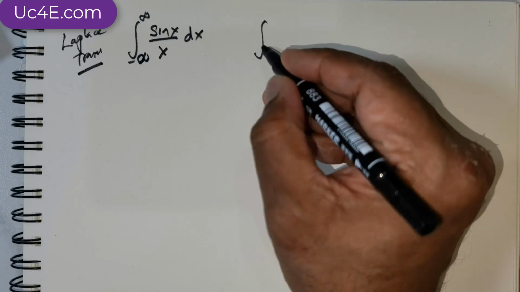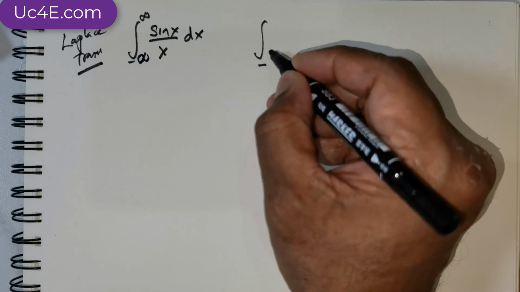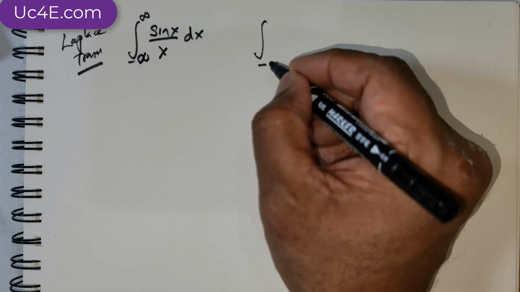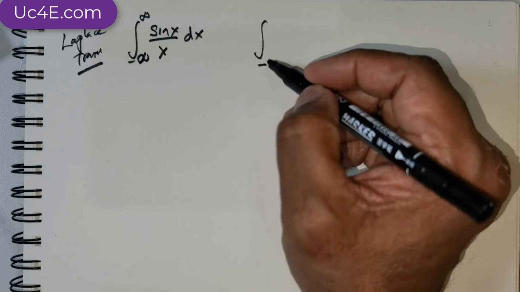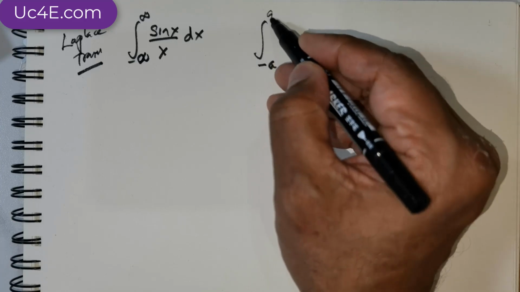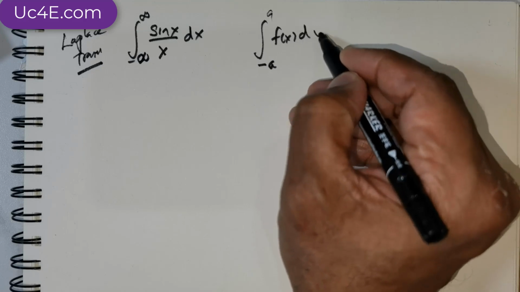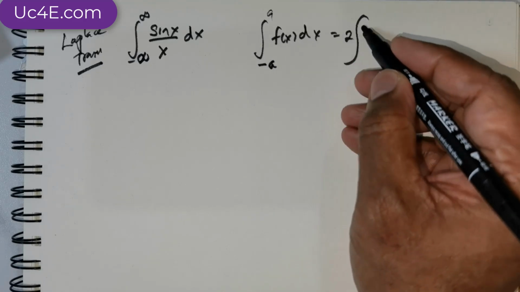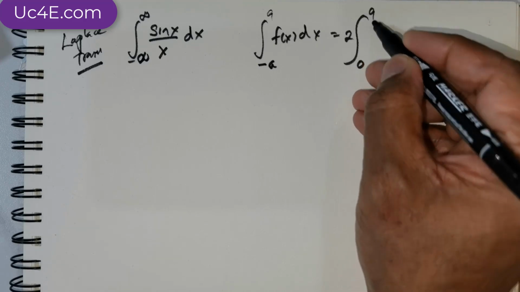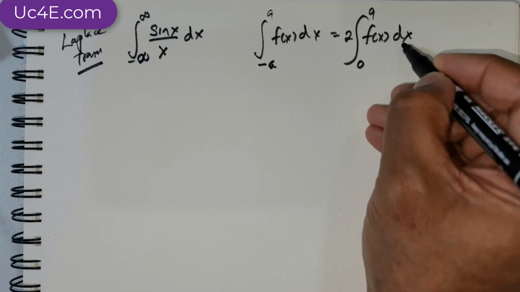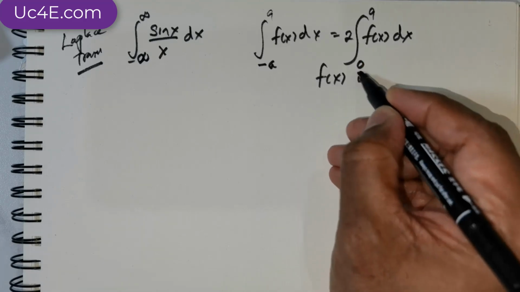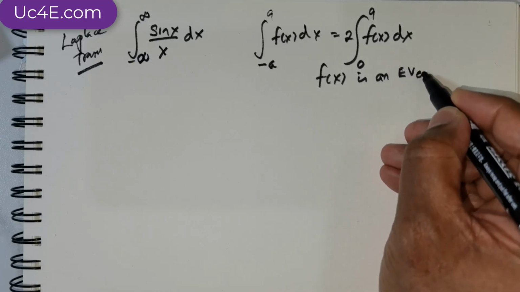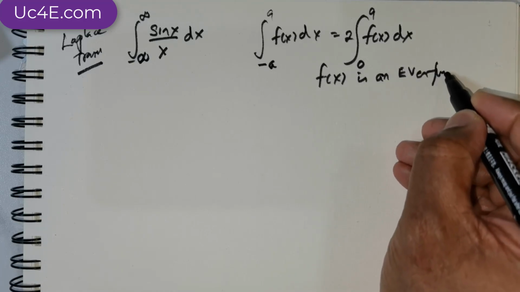Now there is a very important integration property which we have studied. Say, for example, if we were given the integral from negative a to a of f of x times dx, then I can rewrite this as 2 times the integral from 0 to a of f of x times dx, provided f of x is an even function. So that is the requirement.